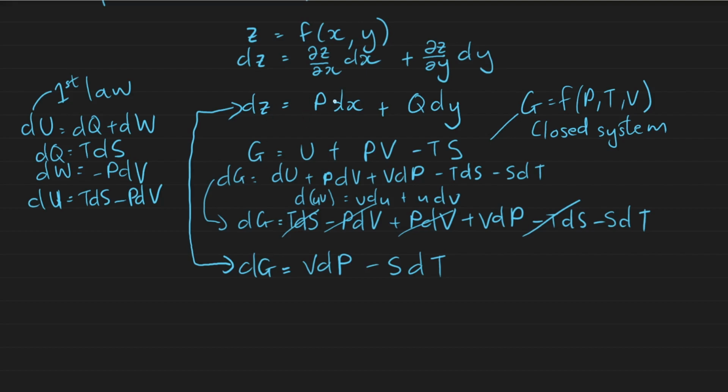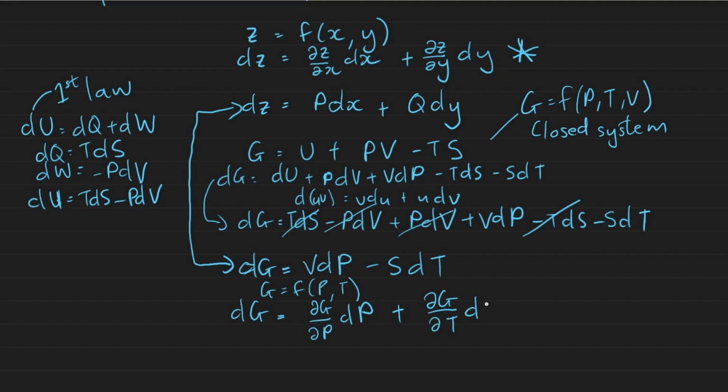So what we notice, there is some kind of equivalence between these two things. dz, we said, is an exact differential. We know that dG is also an exact differential. So G is now expressed as a function of pressure and temperature for this closed system, and we say that pressure and temperature are the canonical variables. So since this is the case, we can see that dG is equal to (∂G/∂P) times dP. So I'm writing it in this form. Just like how we had ∂z/∂x, we have ∂G/∂P, and then we have plus (∂G/∂T) times dT.